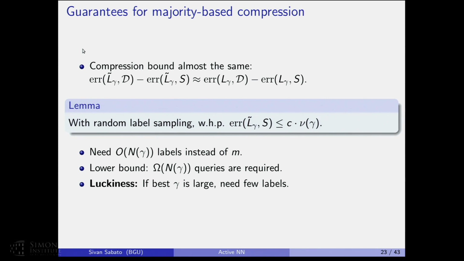Sorry, what do you mean with random label sampling? So the algorithm just randomly samples labels? So it randomly samples labels in each Voronoi cell of a gamma net. Yeah, it's almost randomly. Yeah.